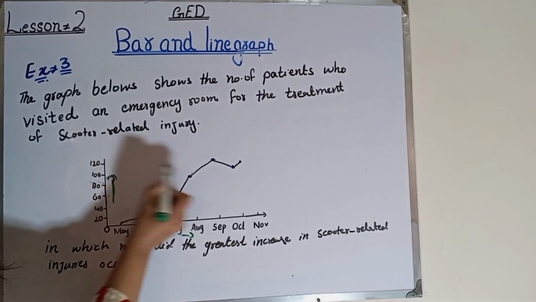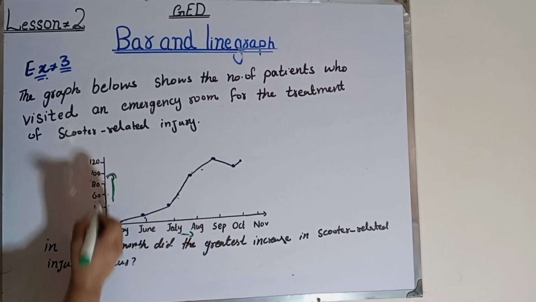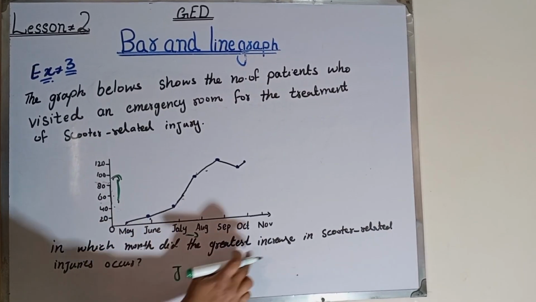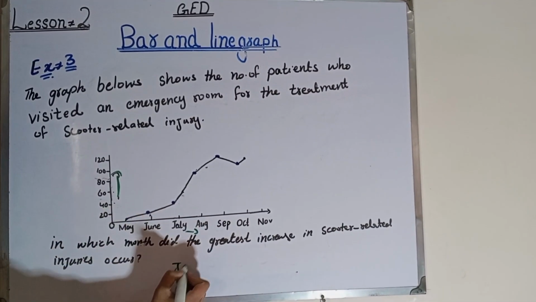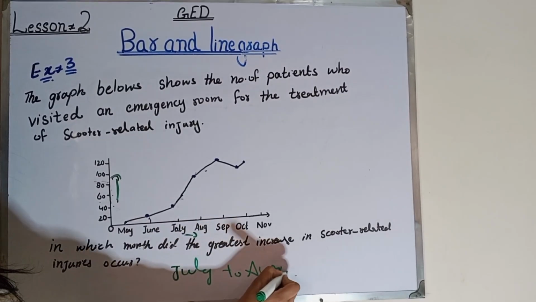Then August to September, less difference. October to November, less difference. So July to August is the greatest difference. So, in the question, which month did the greatest increase in scooter-related injuries occur? It is July to August.